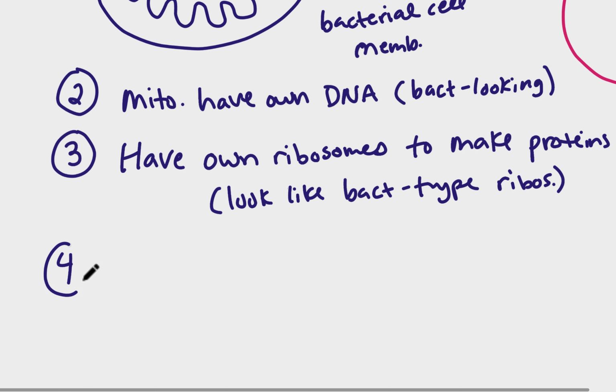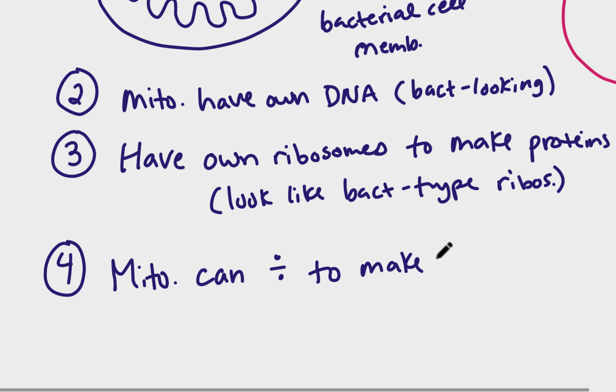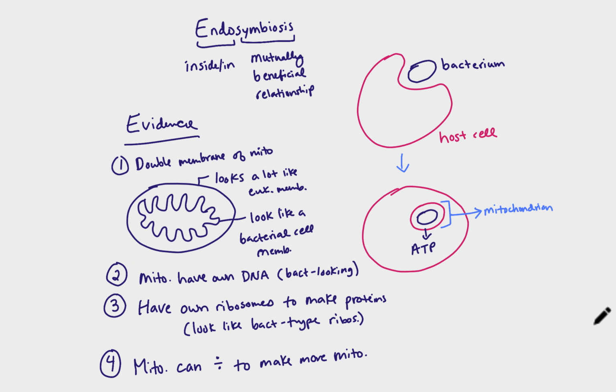And the fourth feature is that mitochondria can split themselves in half to reproduce. They can divide to make more mitochondria, which is a feature of living organisms, that they can reproduce. And mitochondria do this inside the cell. That's the process of endosymbiosis and how the mitochondrion formed, and the evidence that supports that theory.